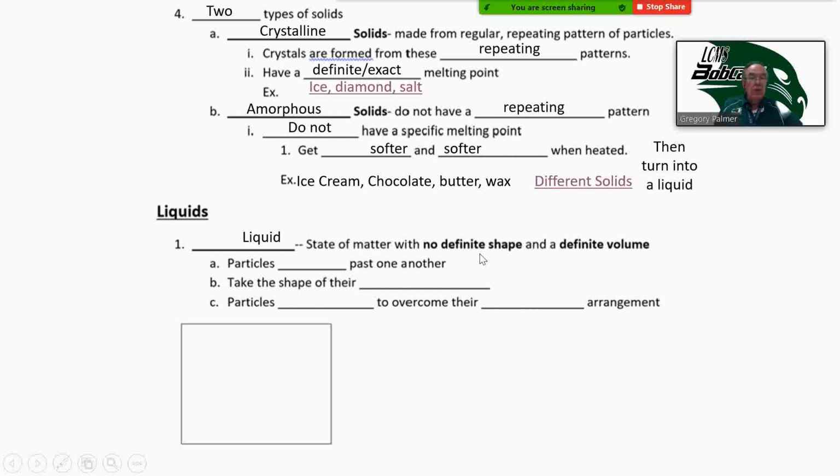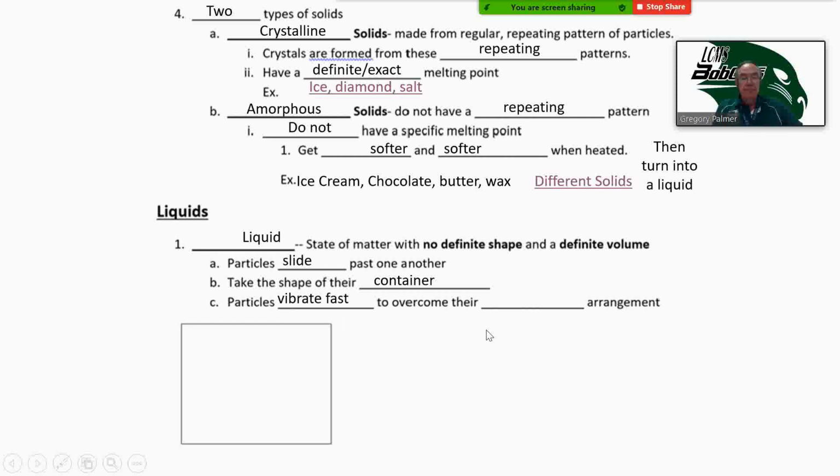We say that liquids have no definite shape, but a definite volume. So you know, for example, if you pour water from one container to another, it'll take the shape of its container, but the amount of water does not change. The volume doesn't change. Okay? Because they're not completely connected to each other like in a solid, the particles are said to slide past one another.